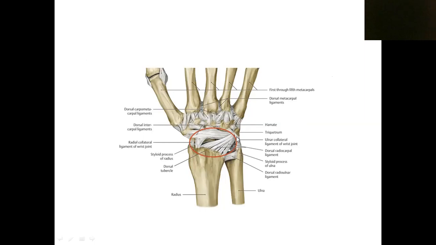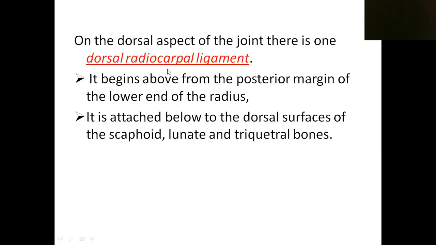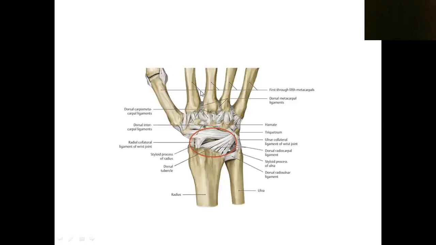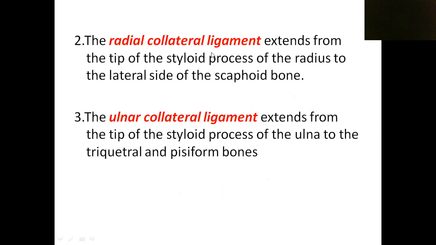So the capsule encloses a joint. Not only that, it gives 3 ligaments or 3 thickenings on the anterior aspect, the palmar ligaments, and on the posterior aspect, the dorsal ligament. Okay, now in addition to those ligaments, here we are having the radial collateral ligament and the ulnar collateral ligament.